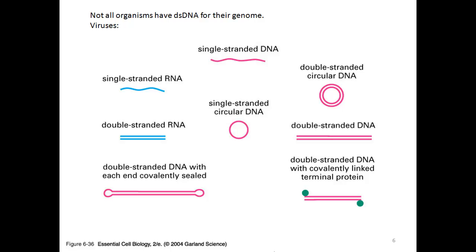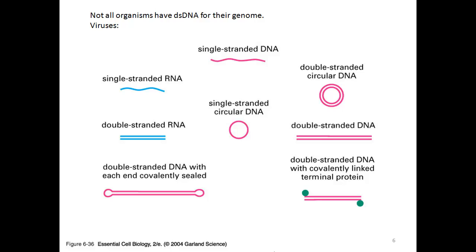Now, it turns out that not all organisms have double-stranded linear DNA chromosomes like humans do. There are many other types of genomes. So while we've been talking about DNA replication, the more generic concept would be that of genome replication. And most of these other genomes are either bacterial or viral.